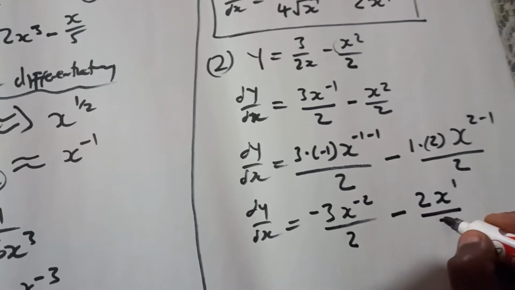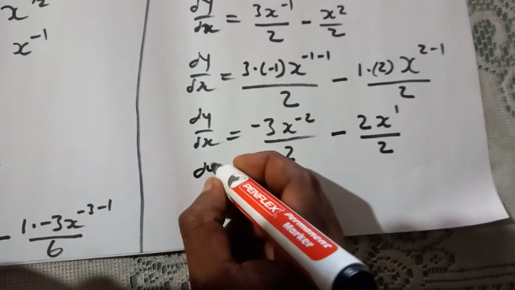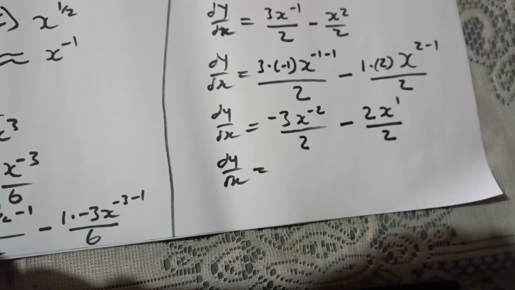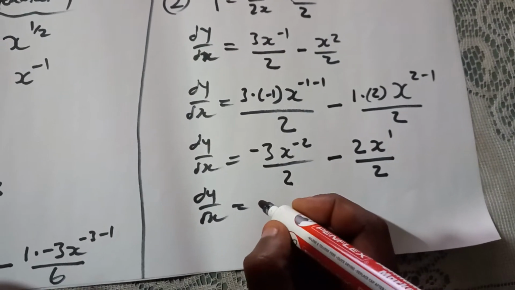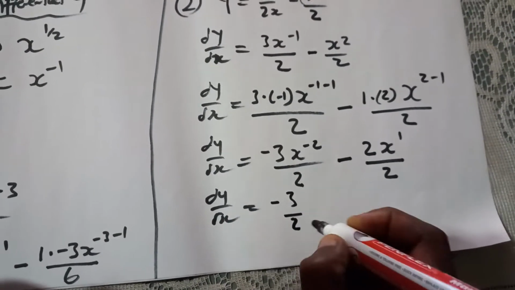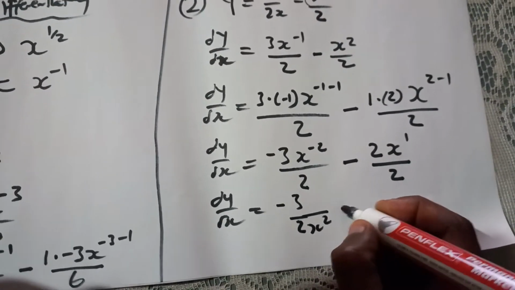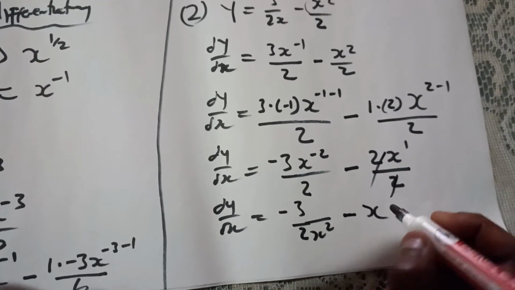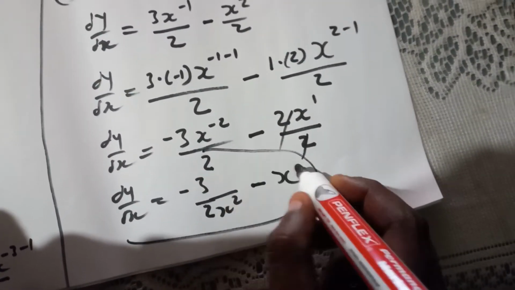2x to the power of 1 over 2. This is going to be very easy, but I see a lot of people making mistakes, and I don't know if I'm clear on this one. So this is going to be negative 3 over 2x squared minus x over 2, so it's x. So here's our final answer.